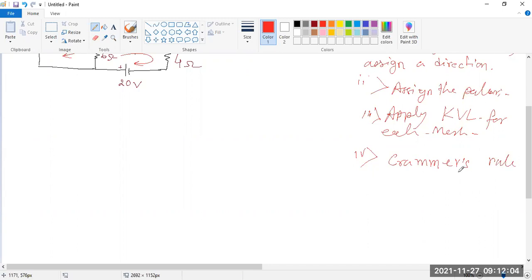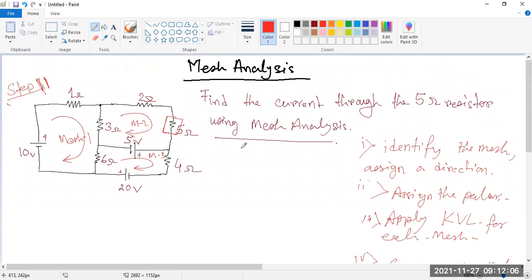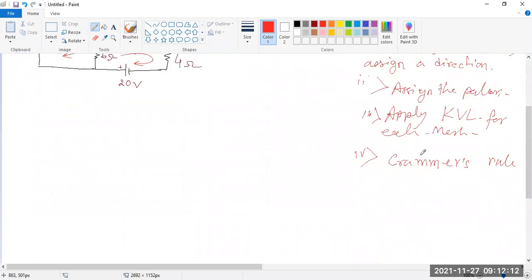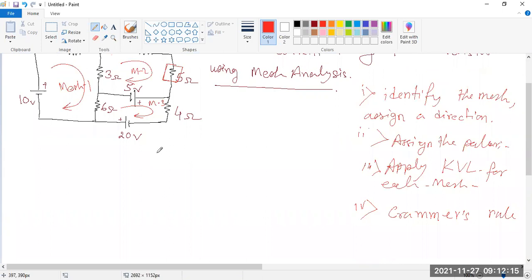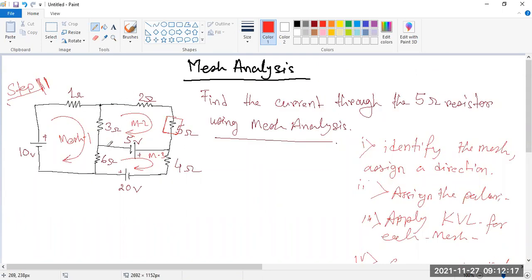Today we learned how to analyze a mesh, and then Cramer's rule. Through Cramer's rule we can solve it. Up to this second step is done, and now we have to assign some currents. Say this is I1 flowing in mesh 1, this is I2 flowing in mesh 2, and this is I3 flowing through mesh 3. Okay, and now we can find it.